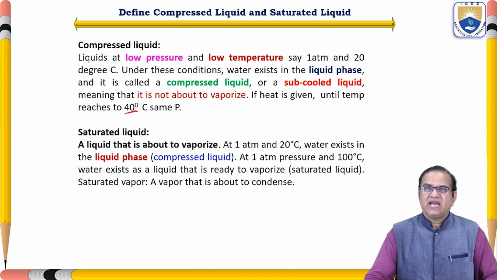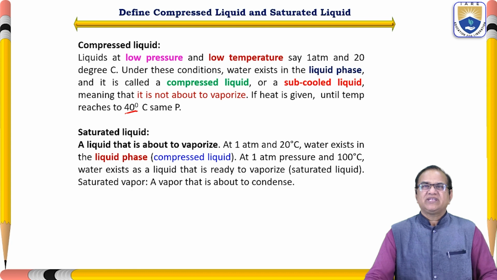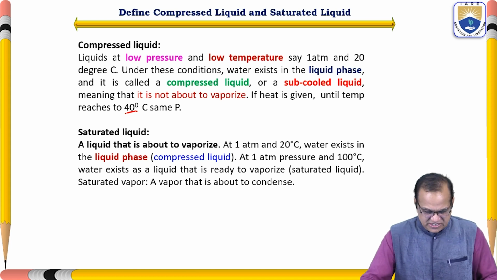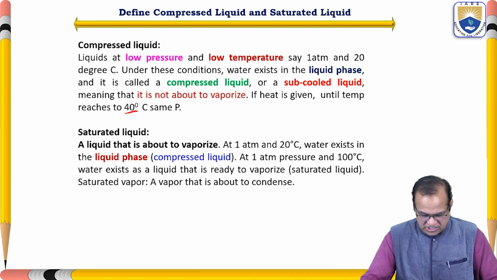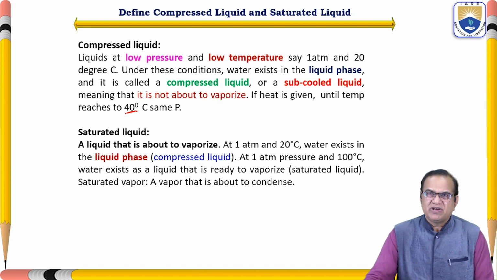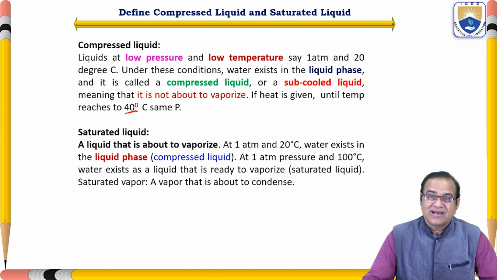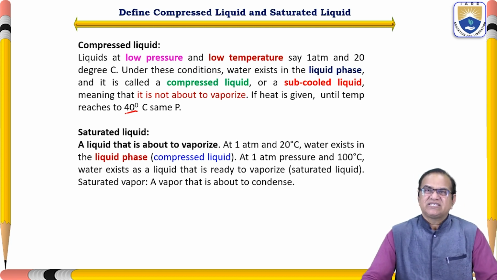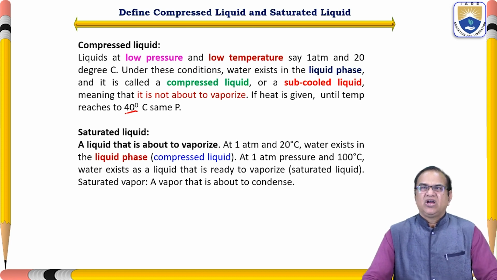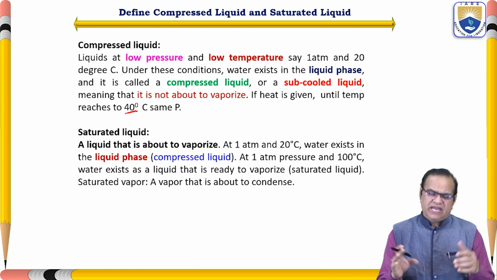At 1 atmosphere and 20 degrees centigrade, water exists in the liquid phase, that is called the compressed liquid. At 1 atmosphere pressure and 100 degrees centigrade, water exists as a liquid that is ready to vaporize. That is called the saturated liquid. And the saturated vapor is a vapor that is about to condense. So saturated liquid is a liquid that is about to vaporize. At 1 atmosphere and 20 degrees centigrade, water exists in the atmospheric condition.